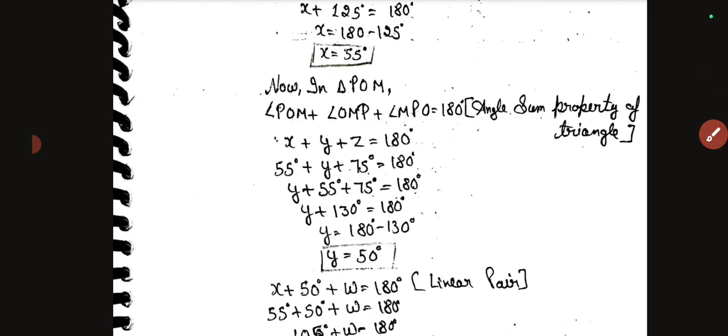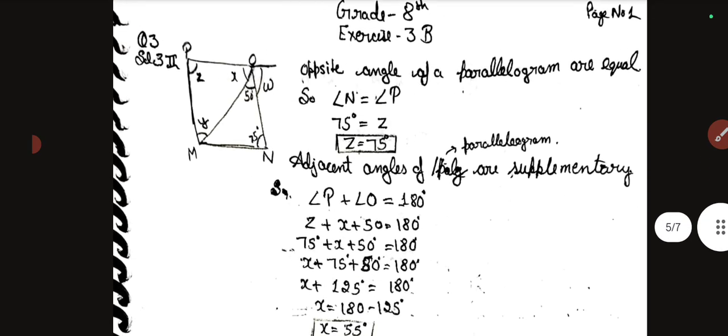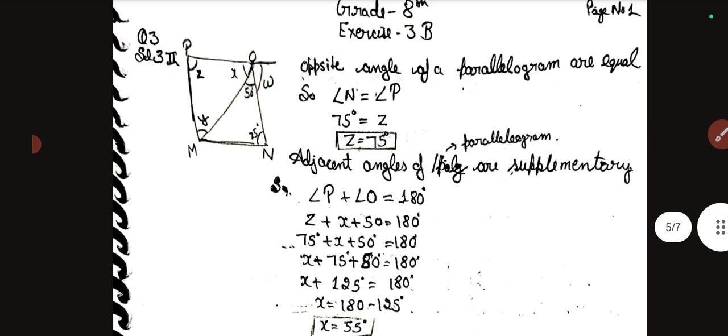This is a linear pair. Okay, sum of these angles is equal to 180. So in triangle POM, angle POM, firstly we have to find the value of m. After that we find the value of w.